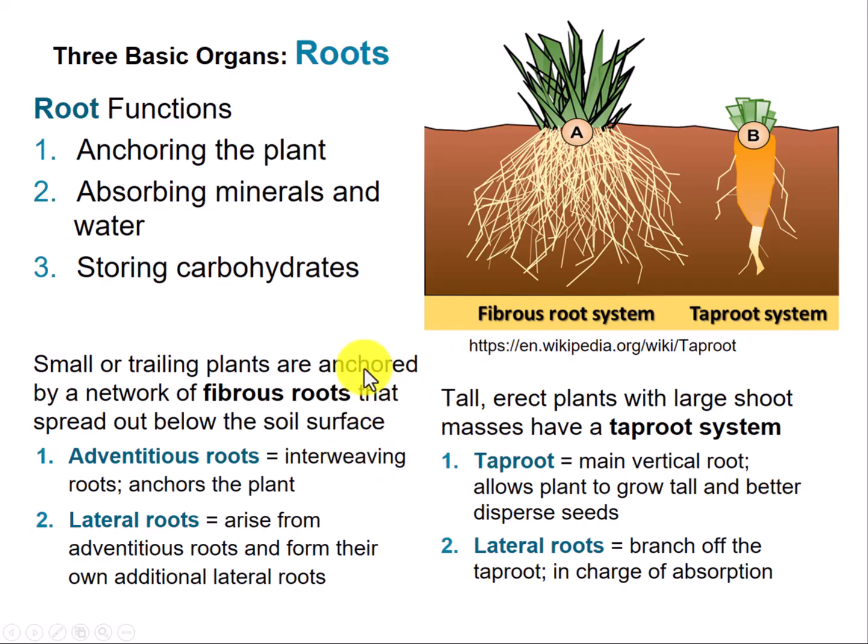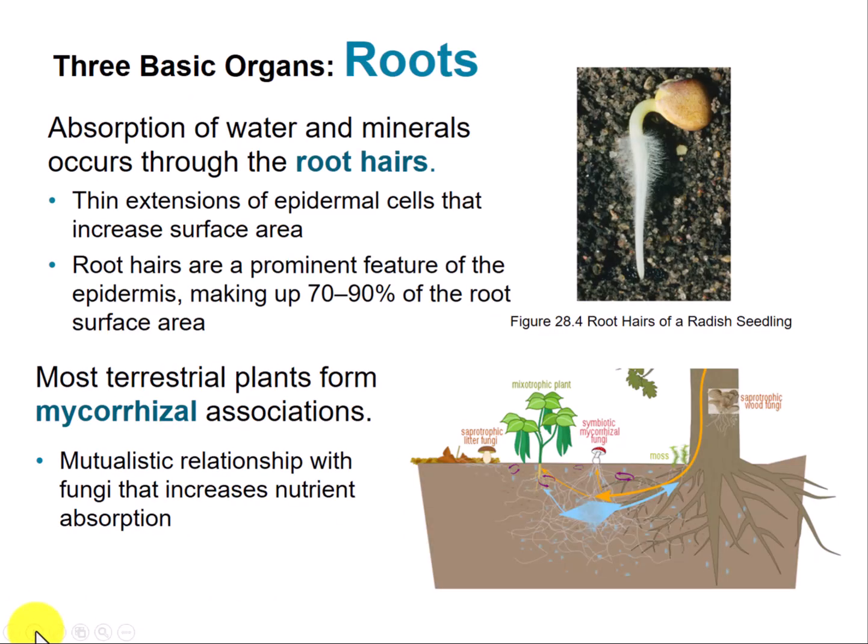And recall back also with chapter 26 how we have the fungal mycorrhizal association that increases that surface area for the roots. With our taproots, we have one main vertical root that is called the taproot, which allows the plant to grow tall and better disperse seeds. These lateral roots that branch off of the taproot, but not nearly as numerous as we see in our fibrous root, help to increase surface area and are in charge of that absorptive job of the plant.